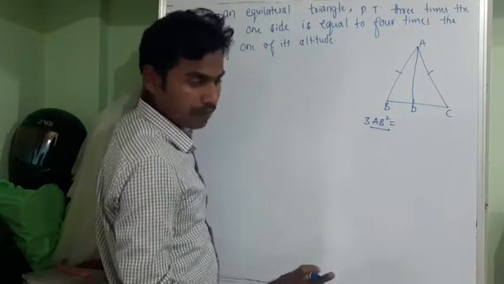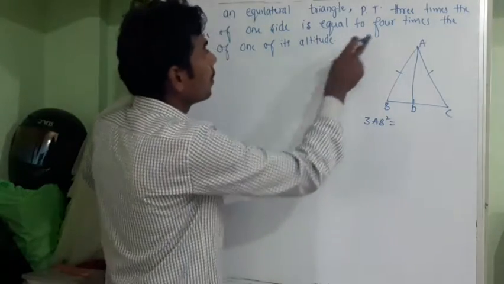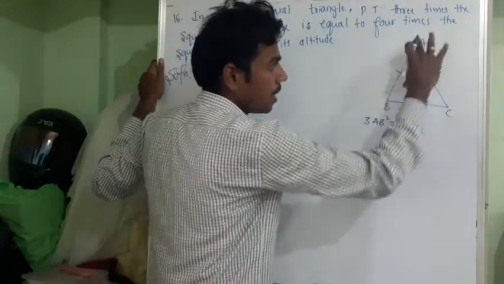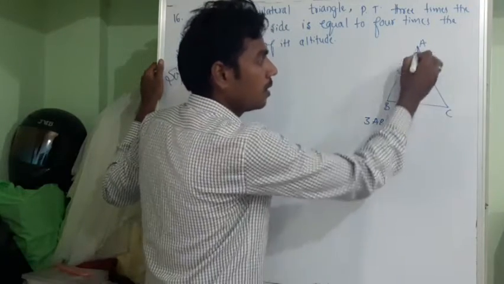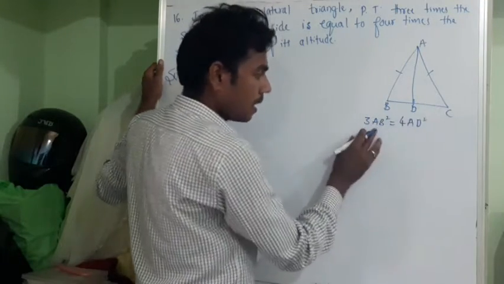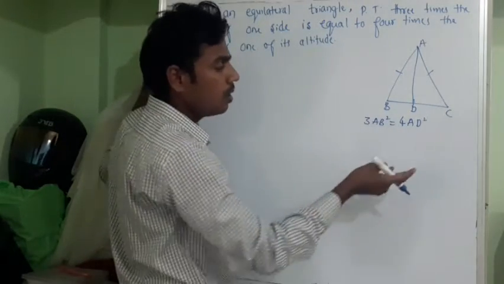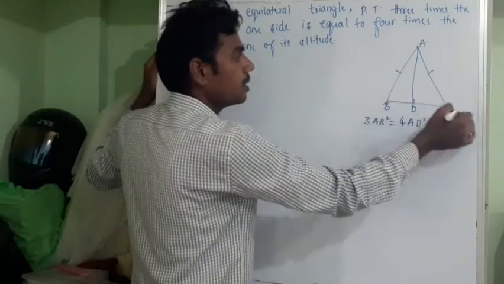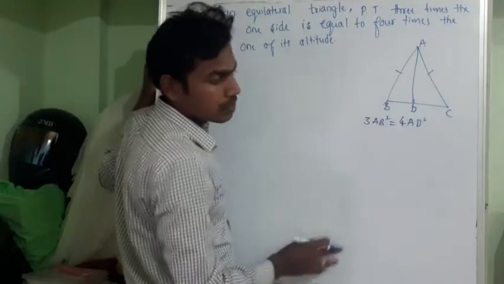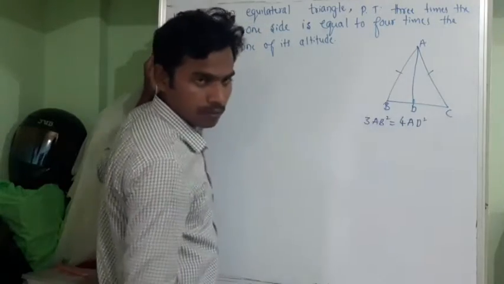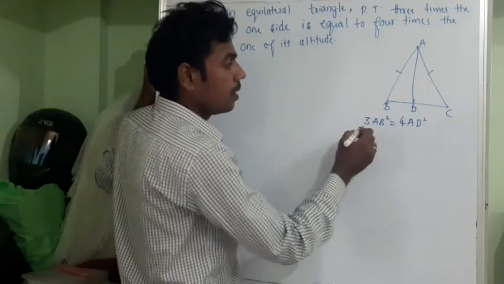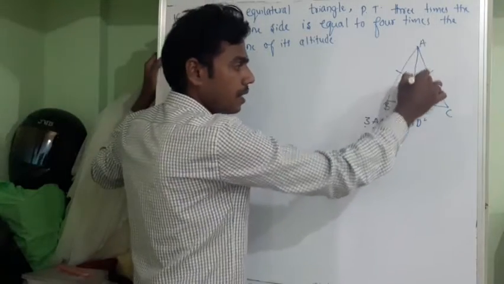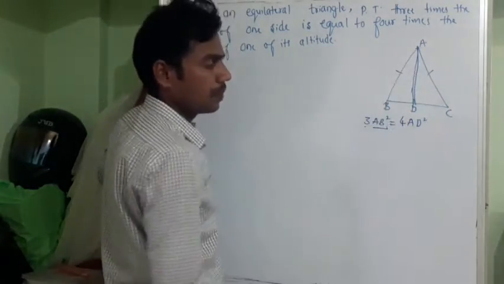So 3 times of it is equal to 4 times the square of one of its altitudes. The altitude is AD, 4 times the square of its altitude. You can take it in this way or in this way or in that, whichever. There can be 3 altitudes, right? This is one more altitude, this is one more altitude. So what we need to prove is 3 times the square of one of its sides is equal to 4 times the square of one of its altitudes. That we need to prove. This is the altitude.